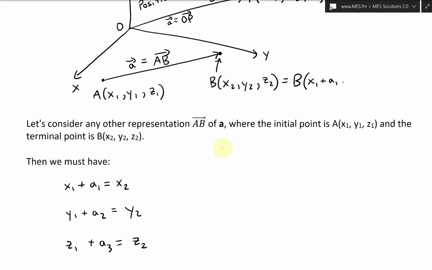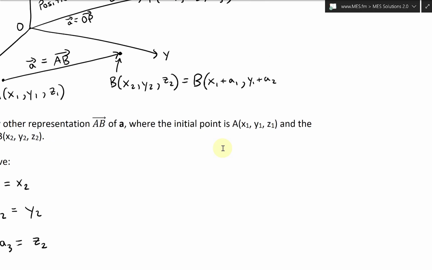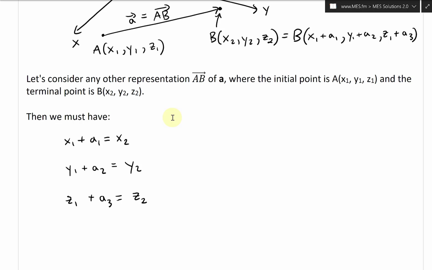plus a1. And then the y2 has to be y1 plus a2. And one more, actually. And then the last one, z1 plus a3, like that. And now what this all means is, well, we could just take this over and move it to the other side. Same thing with y, move it to the other side. Z, move it to the other side. So we subtract x1 from x2 and so on.